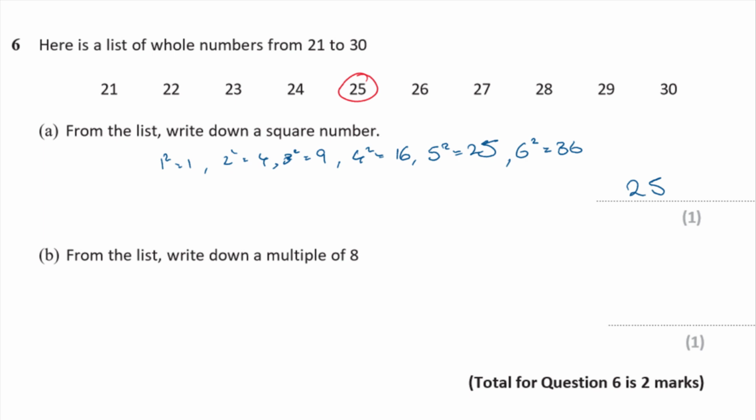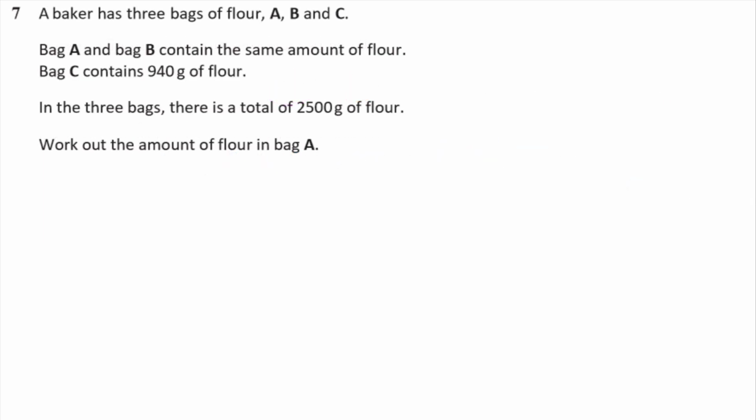And then part B, from the list, write down a multiple of 8. Well, the multiples of 8 are 8, 16, 24, 32. And the only one that's on the list then is the 24. Okay, so that's the one I'm going to pick. So 24.